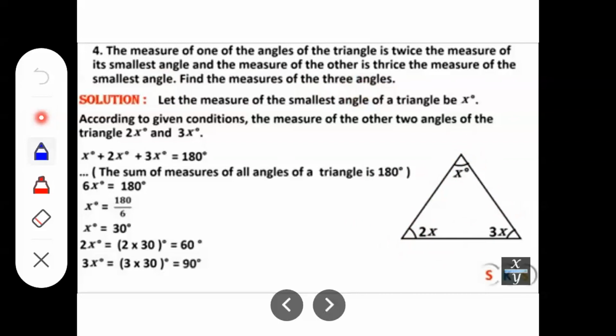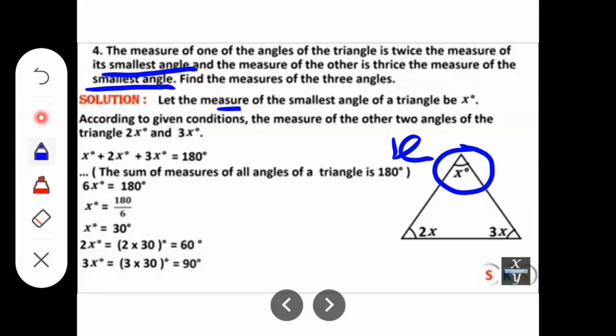In each condition, the smallest angle is mentioned. See, the smallest angle is mentioned. The first condition is that one angle is the smallest angle. So let's assume the smallest angle is x.